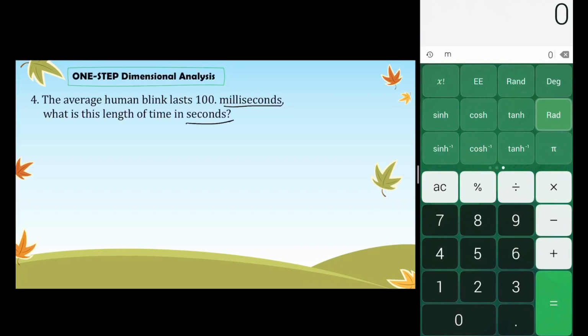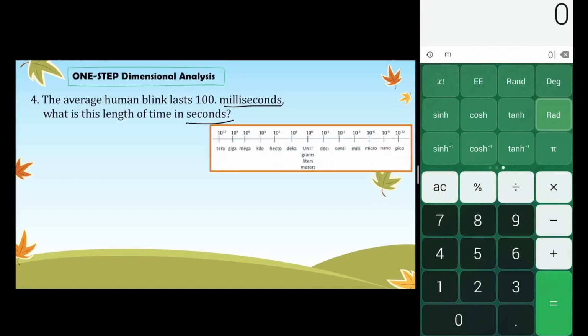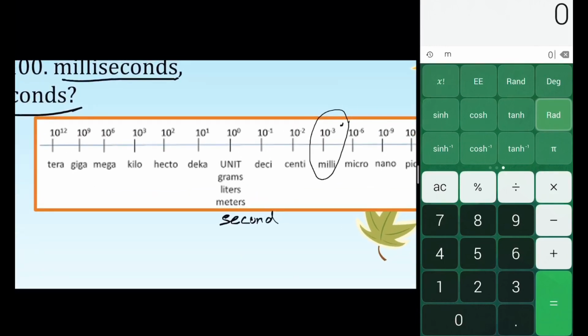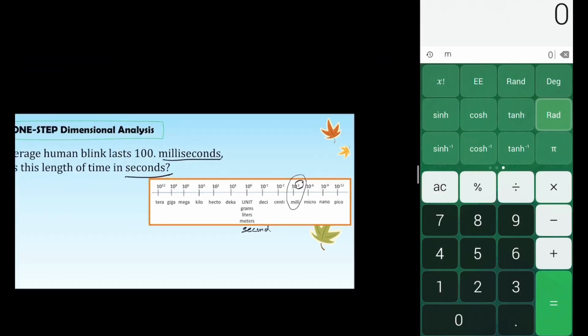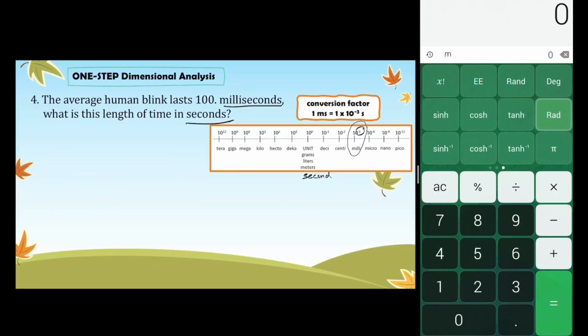Let's bring in our table of prefixes. So seconds is our base unit. Seconds would be over here as our base unit. And milliseconds, that would be right here. And if we stick with the prefix gets the 1, then we would say 1 millisecond equals 1 times 10 to the power of negative 3, that's a negative 3 exponent, seconds. So that is going to be our conversion factor.